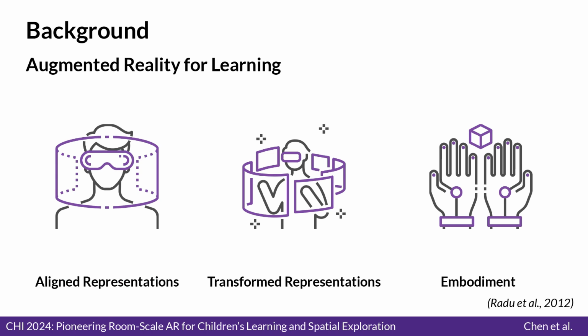Aligned representations present learning contents in 3D spaces and provide better contextualization. Transformed representations enhance original representations with more media forms, visualize the invisible, and reduce cognitive load. Embodiment encourages learners to physically and tangibly interact with the learning content.